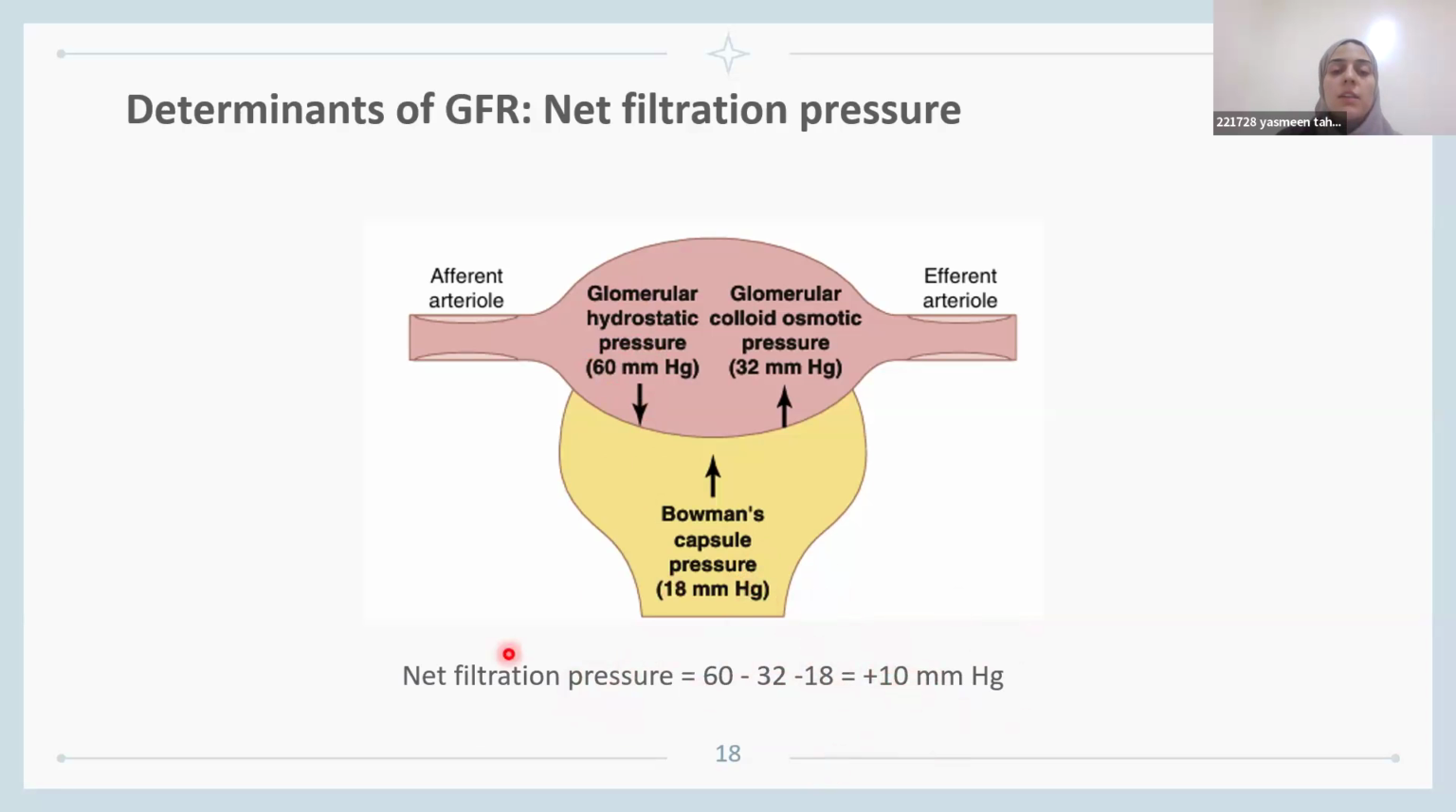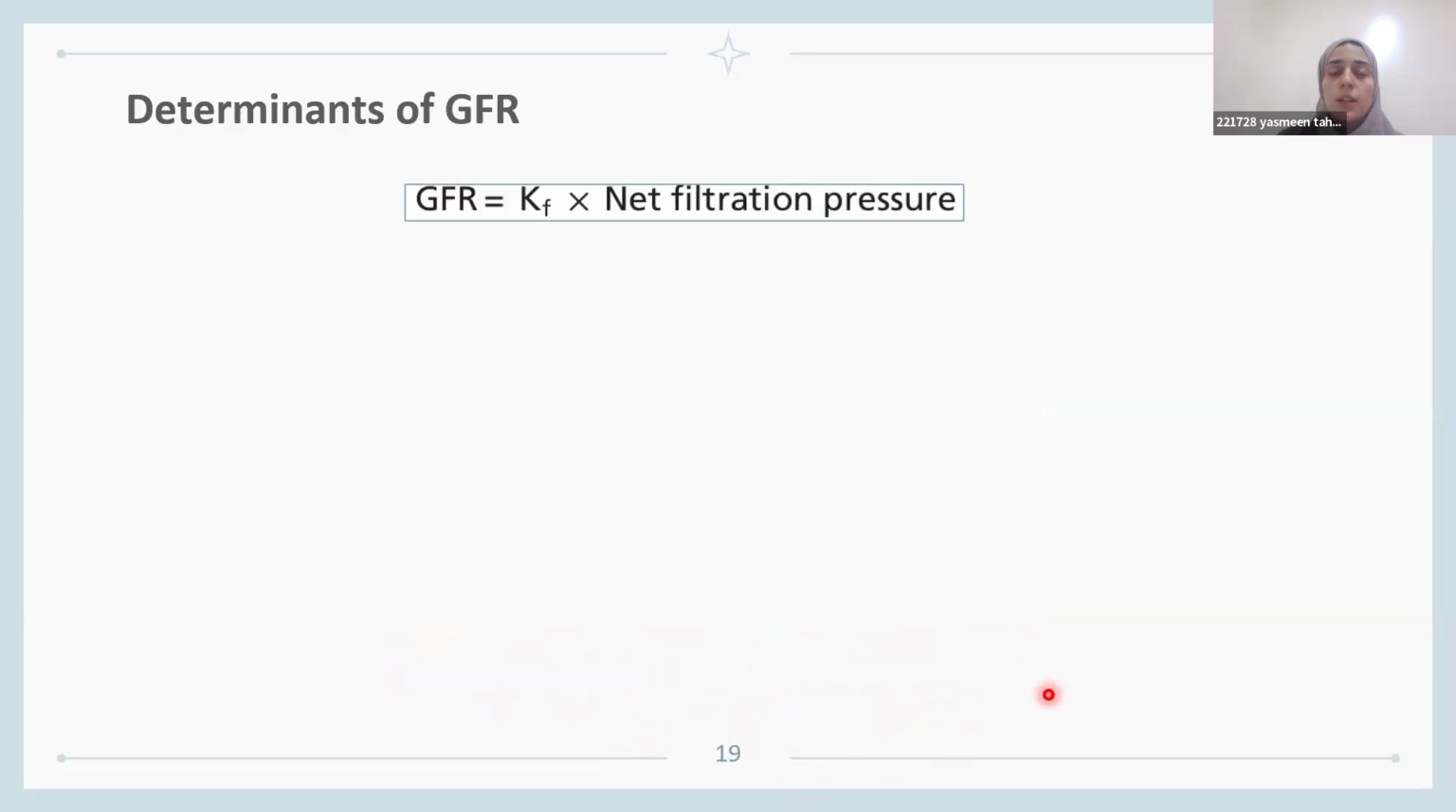Again, these are average values for the majority of human beings, applicable to most. So if we put these values, the filtration coefficient, which is 12.5, multiplied by 10, the filtration pressure we just got, we're going to have 125 mL per minute. Again, the GFR we mentioned earlier in the slides.